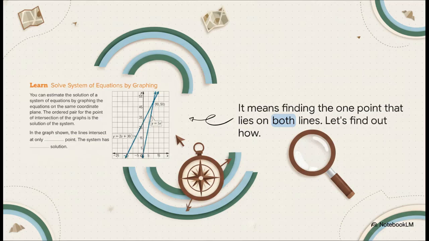And here it is. This visual just nails it. Think of each equation as its own separate path. Solving the system just means finding that one exact spot, that single coordinate where those two paths cross. So our job today, we're going to become expert map makers and find that one single meeting point.